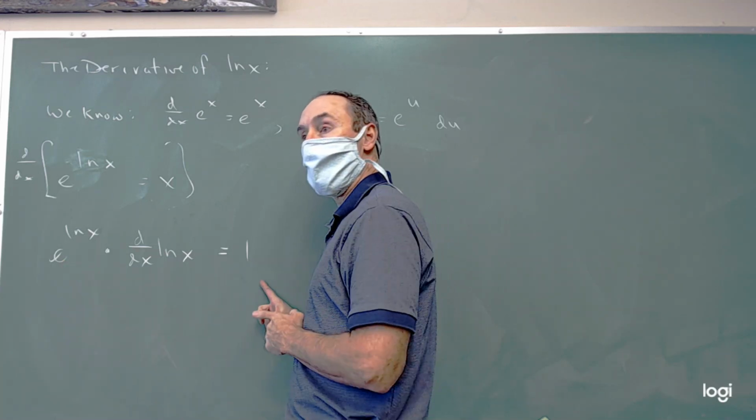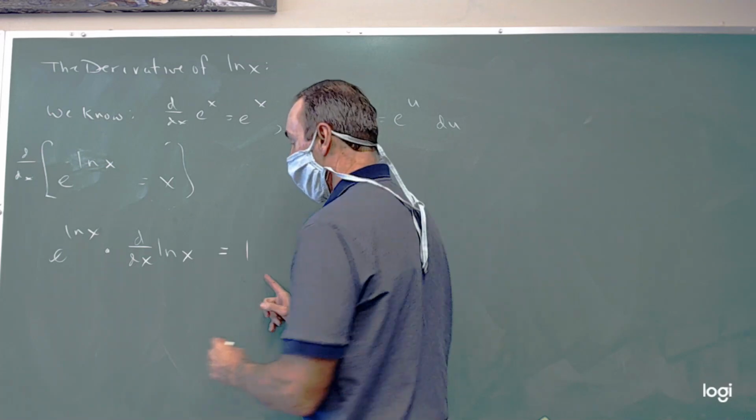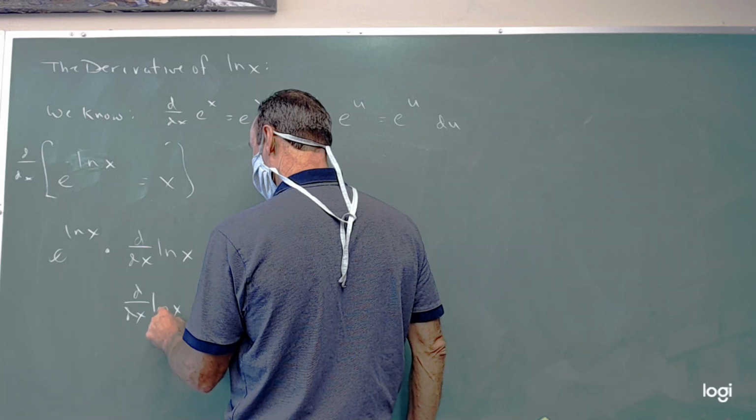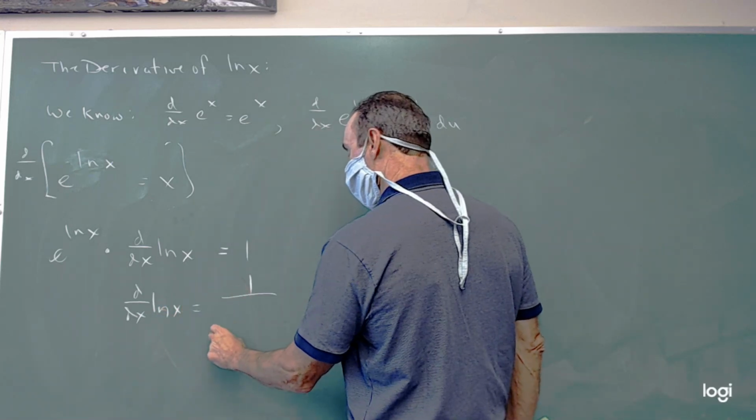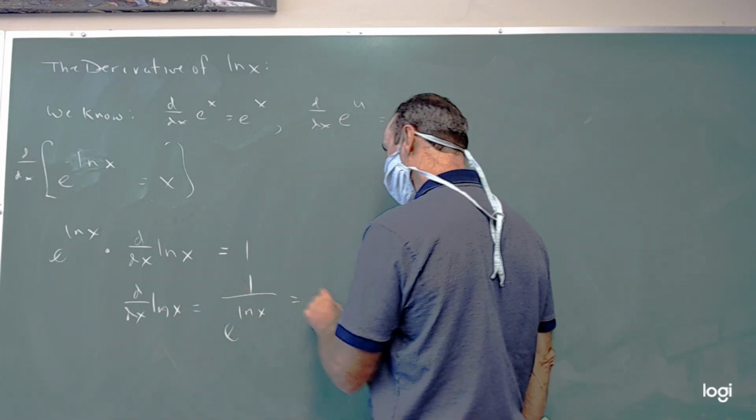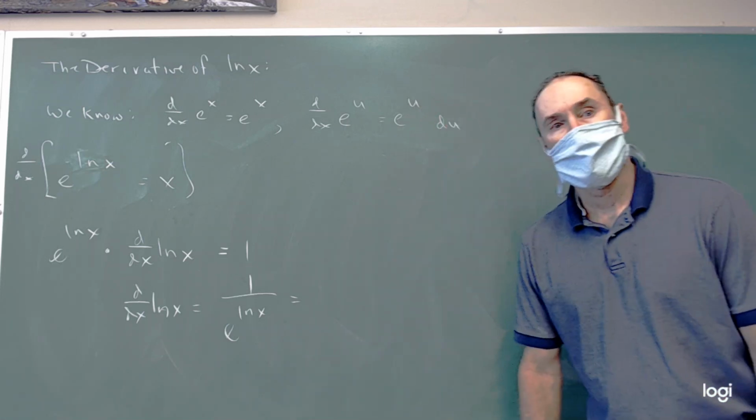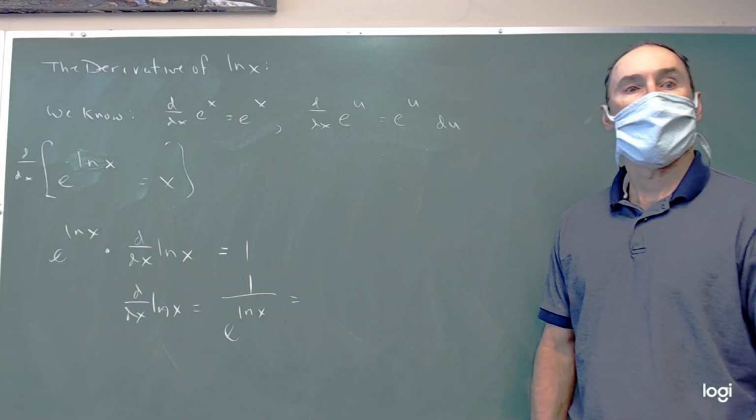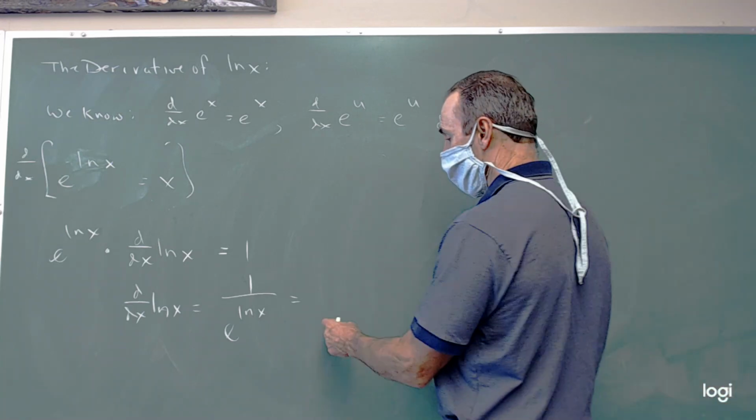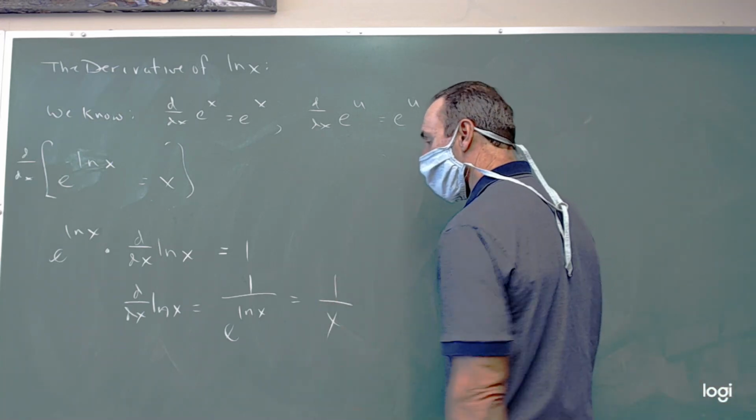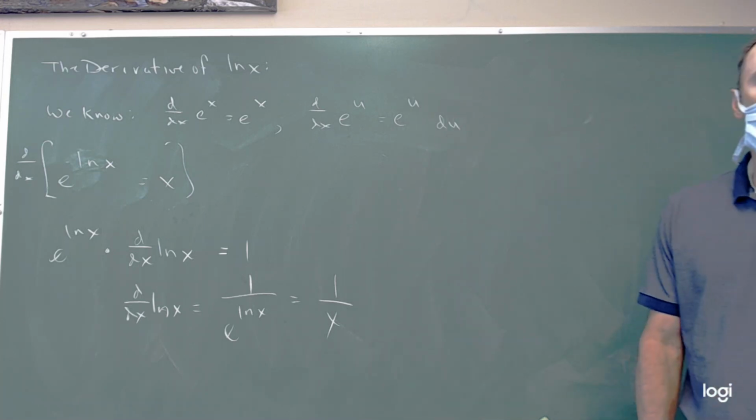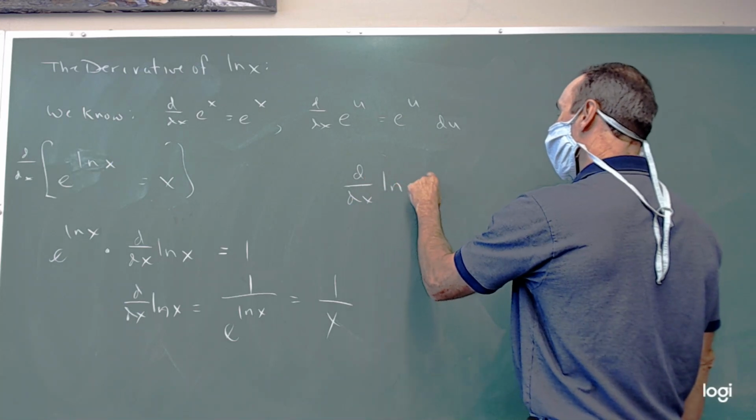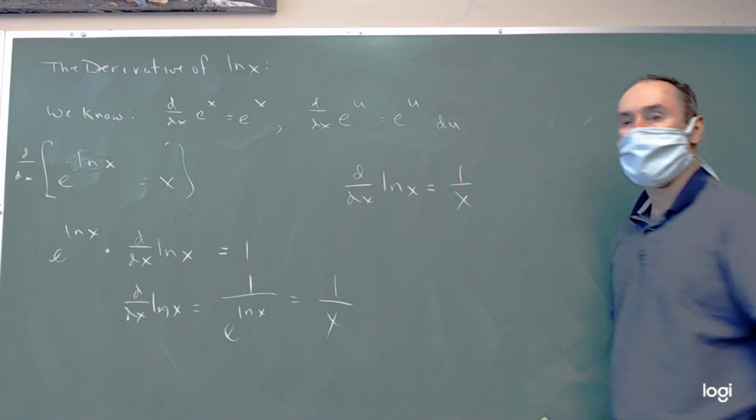So I'm going to divide that to the other side. And so we're going to get that the derivative of natural log of x is 1 over e to the natural log of x. But we said e to the natural log of x is what? x. How about that? The derivative of the natural log of x is 1 over x.